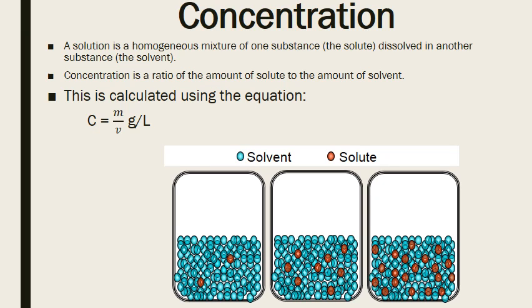So we said a solution is a homogeneous mixture of one substance, the solute, dissolved in another substance, which is the solvent. The concentration is a ratio of the amount of solute to the amount of solvent, and it's calculated by the equation concentration equals mass, in grams, divided by volume, in liters, and the units are grams per liter. And as you can see in the figure, the more solute we have, the more concentrated it is.